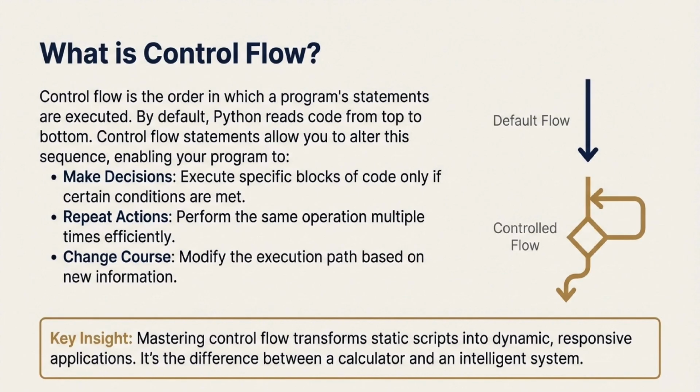In addition, control flow allows the program to change its execution path based on new information. Statements like break, continue and pass help control how loops behave, when they should stop or when certain steps should be skipped. Mastering control flow transforms static scripts into dynamic and responsive applications. It is the difference between a simple calculator and an intelligent system that can decide, repeat and adapt.